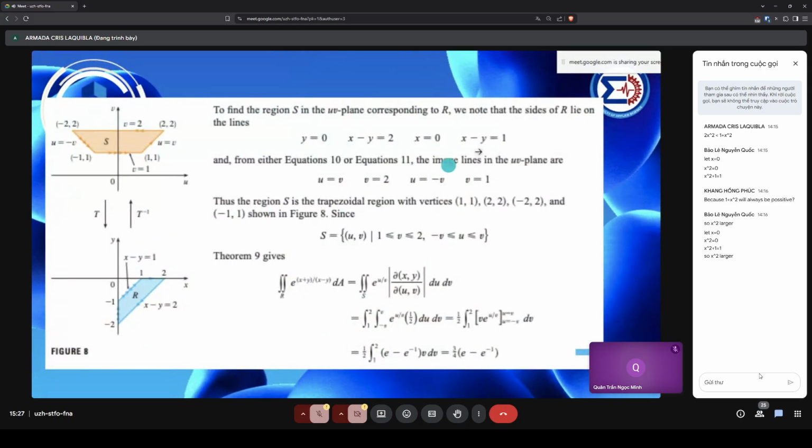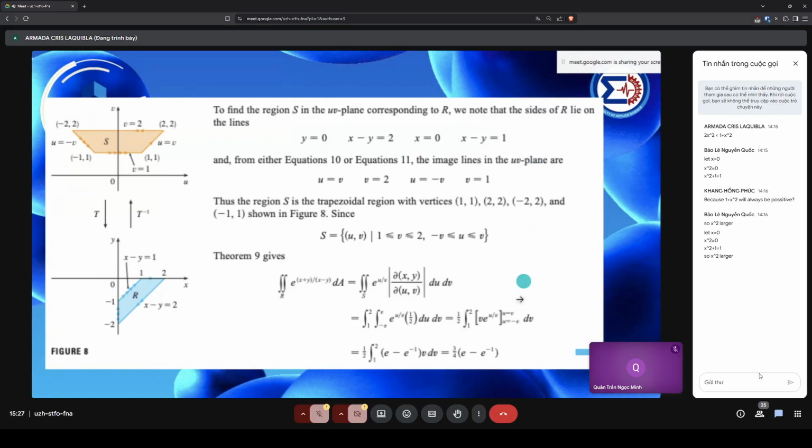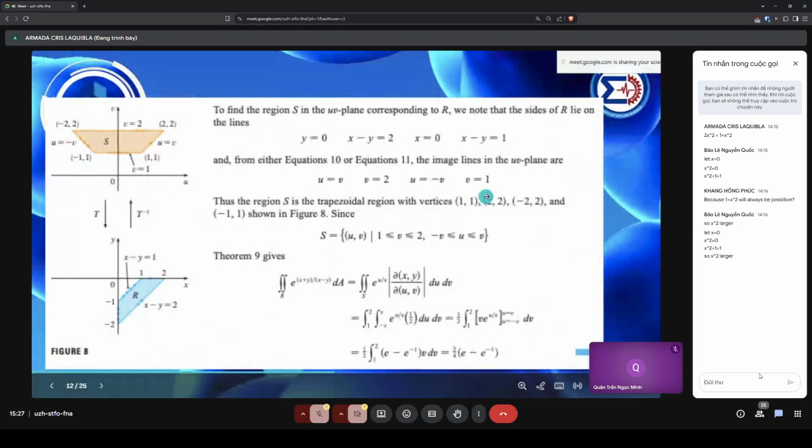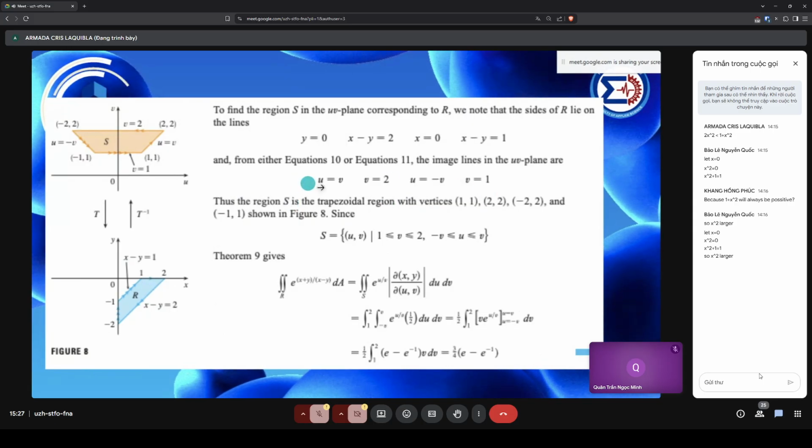U is equal to the negative v. Lastly, x minus y is equal to 1. We use equation 10. Substitute your x minus y here, which is equal to 1, and we can solve v is equal to 1. It's here. Now we graph the 4 lines.